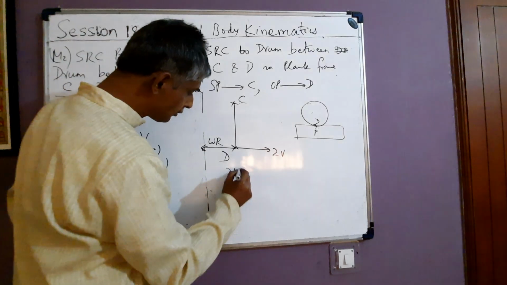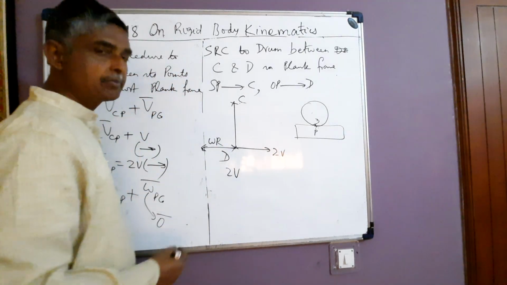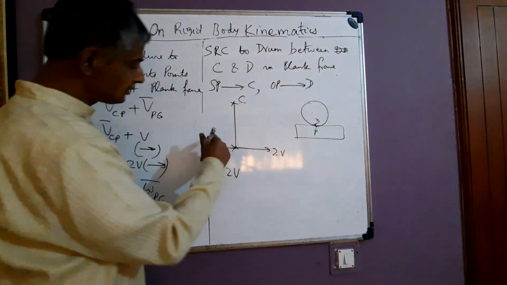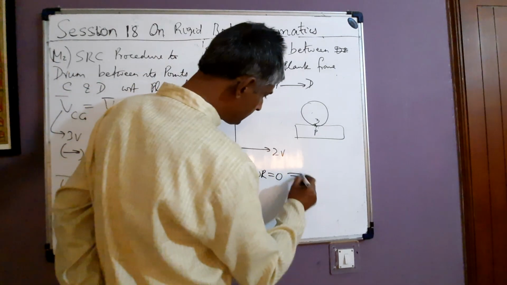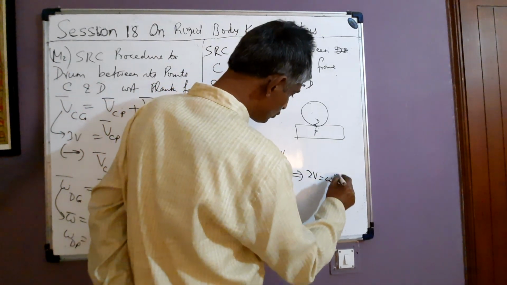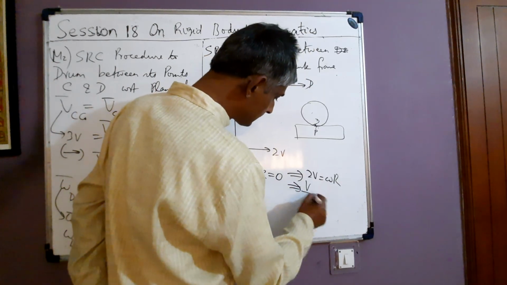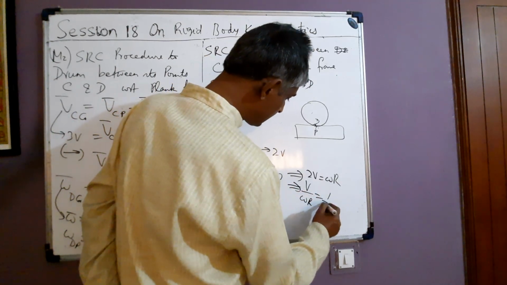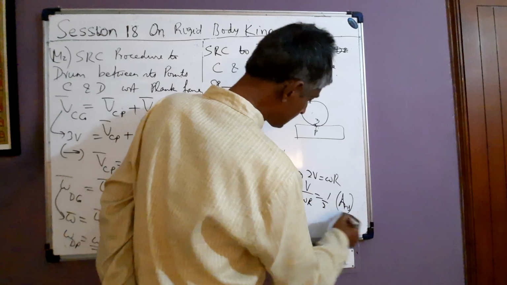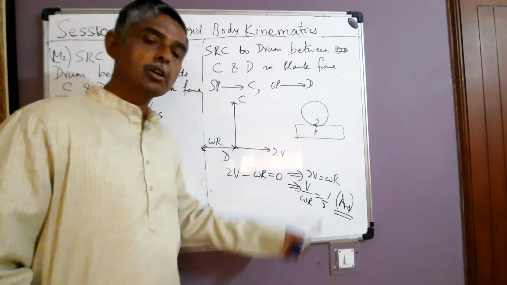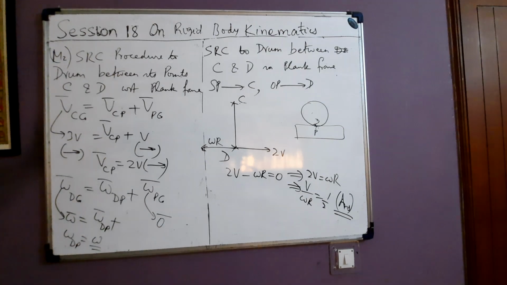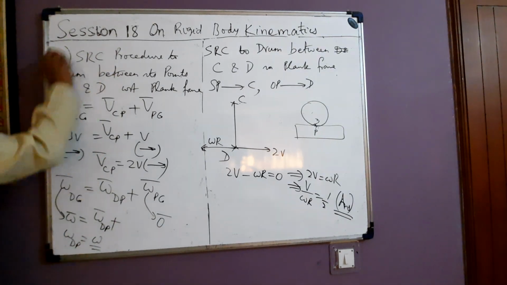So we write as what? The vector sum of these two will be what? From the parallelogram law of vector addition, the vector sum of these two will be 2v minus omega r, which is 0. So this means 2v is equal to omega r. So v by omega r is equal to half. This is therefore the required answer. Alright, so v by omega r becomes what? Half. So this I rub it now.